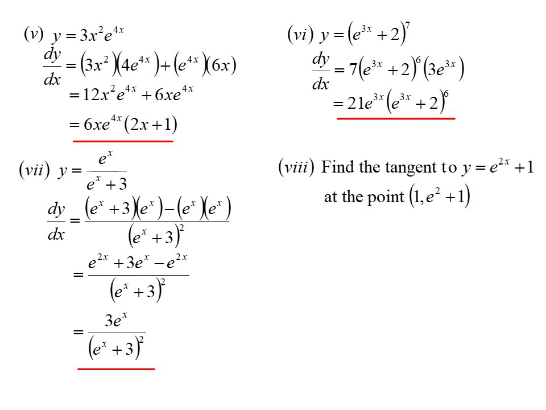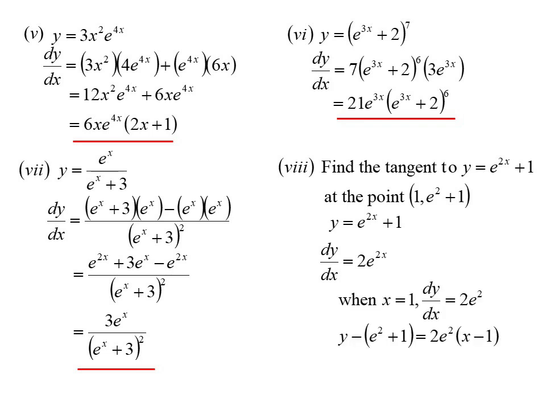And of course, why did we do it? We wanted to find equations of tangents and things like that. So all right, now we want to find the tangent to this exponential curve at the point 1, and I've used the exact value for the y value, e squared plus 1. So, okay, we find the derivative. That's what measures the slope. That's the formula, that's not the slope, so we sub in the x value, we get 2e squared.